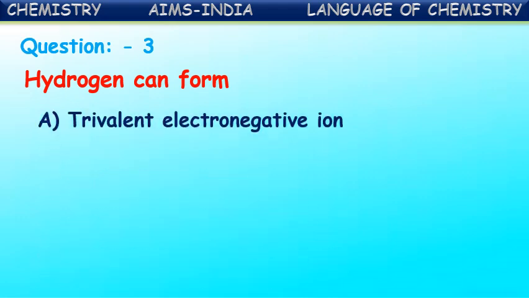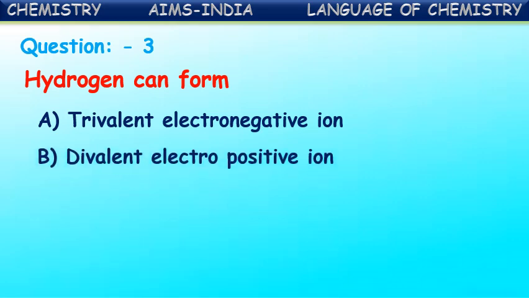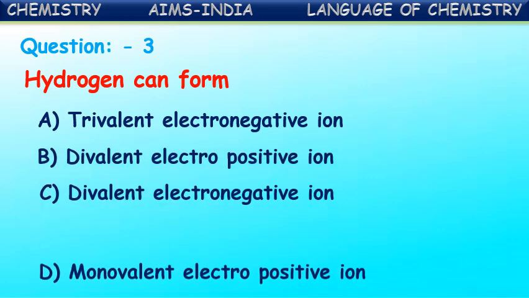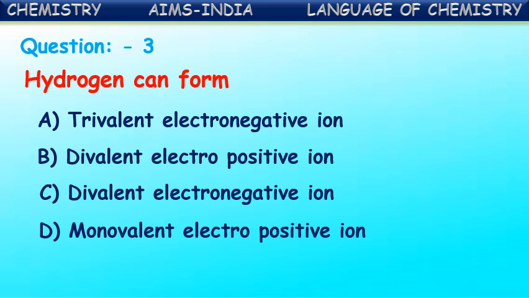Hydrogen can form what? Just now we have discussed. Hydrogen can form trivalent electronegative ion? No. Hydrogen can form only monovalent. It is not a trivalent, and it is a monovalent electropositive ion. Hydrogen can lose only 1 electron. It cannot lose 3 or 2 electrons, and also it gets the positive charge, not a negative.